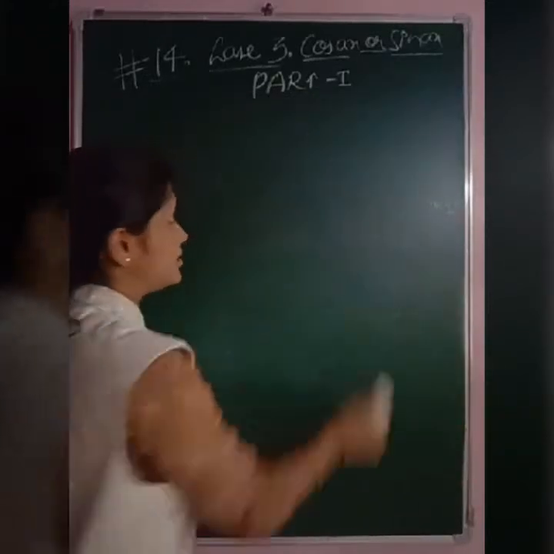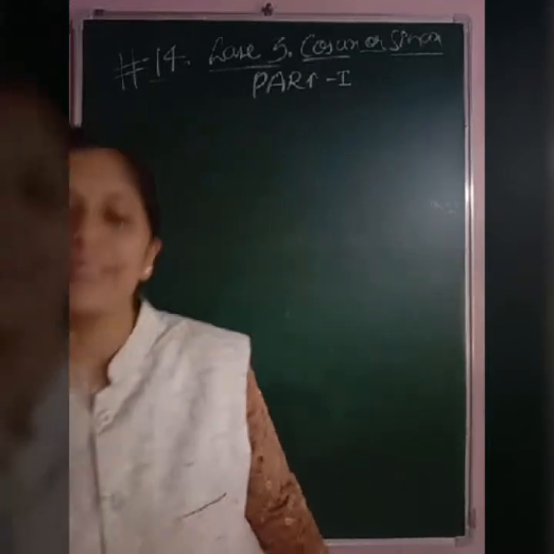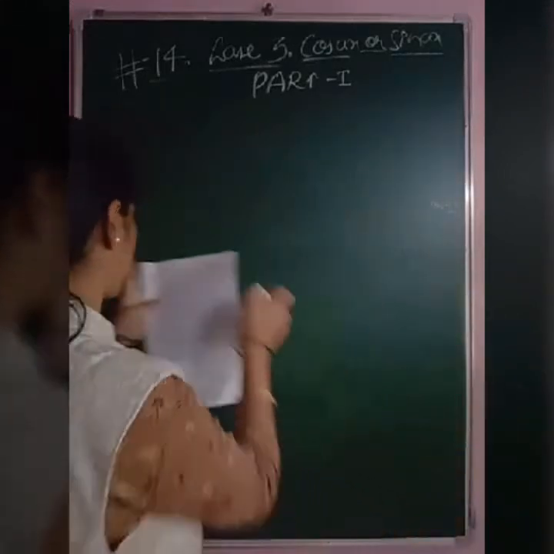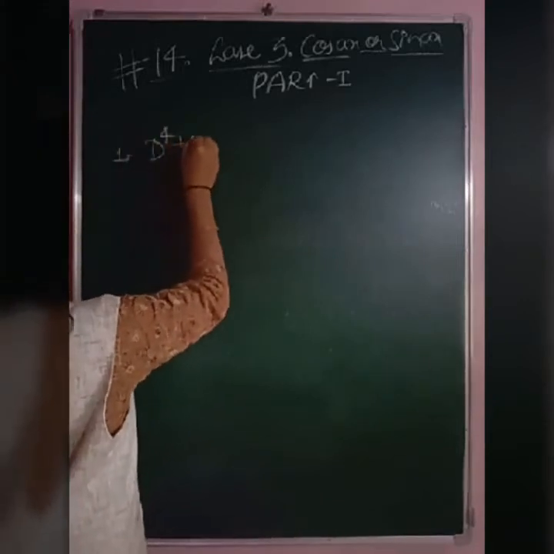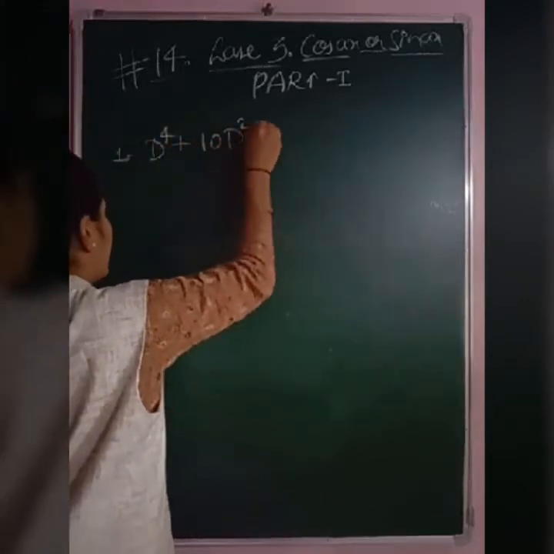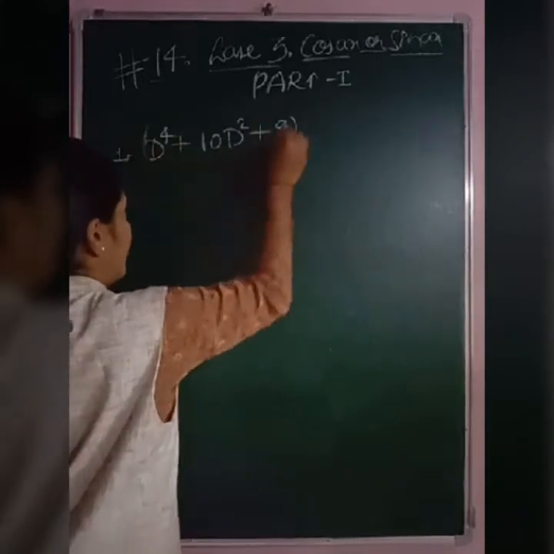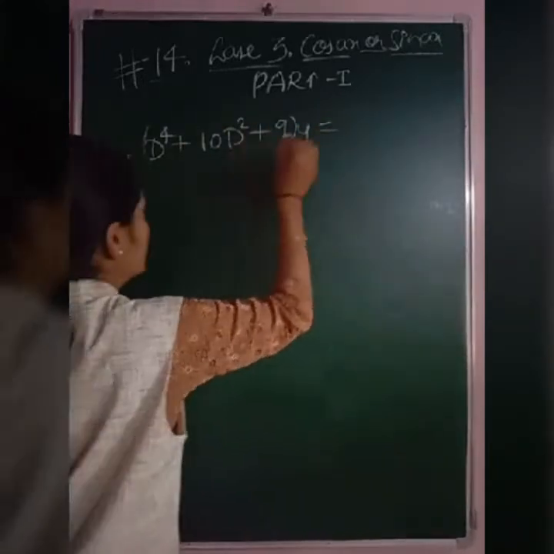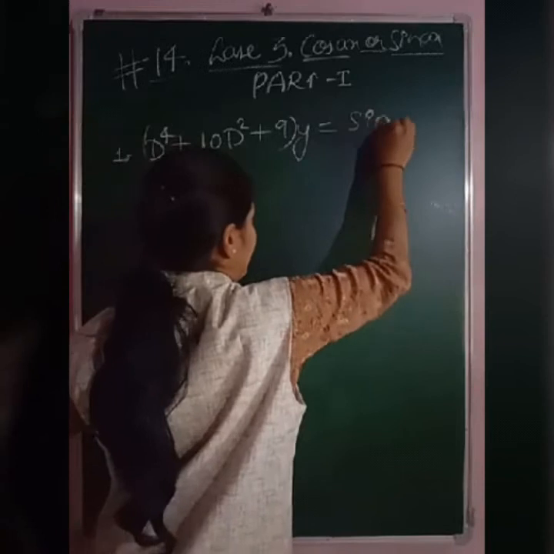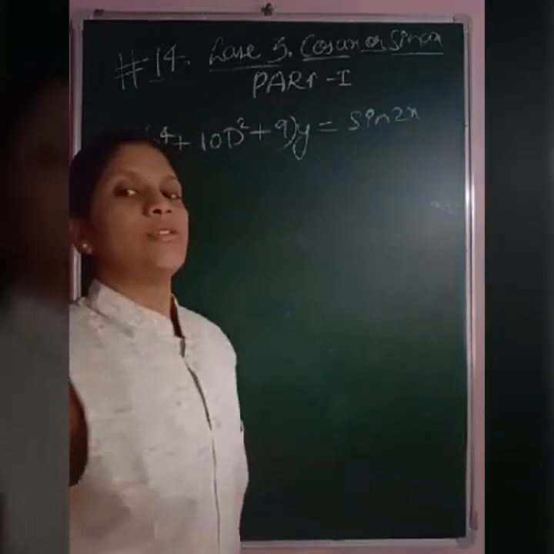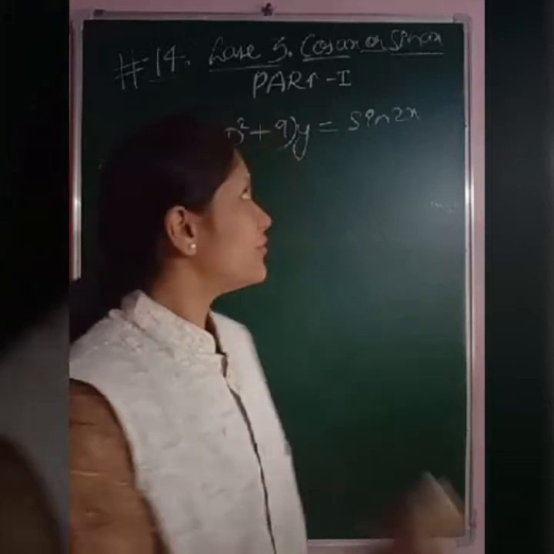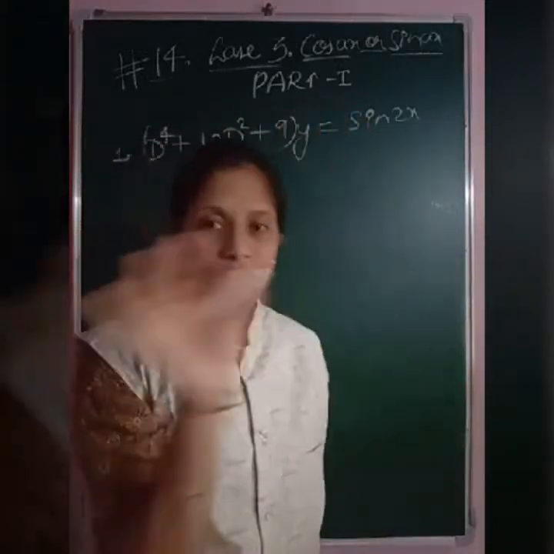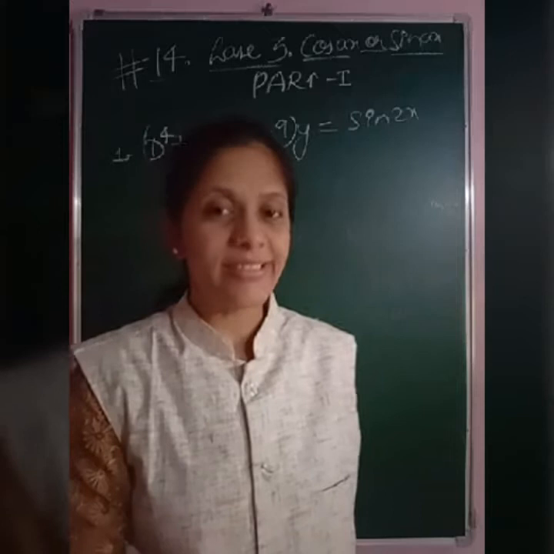The first question has been given as: solve (D raised to 4 plus 10D squared plus 9) y equal to sin 2x. As soon as we see this question, what strikes our mind? First of all, the RHS is not 0, so it is non-homogeneous.